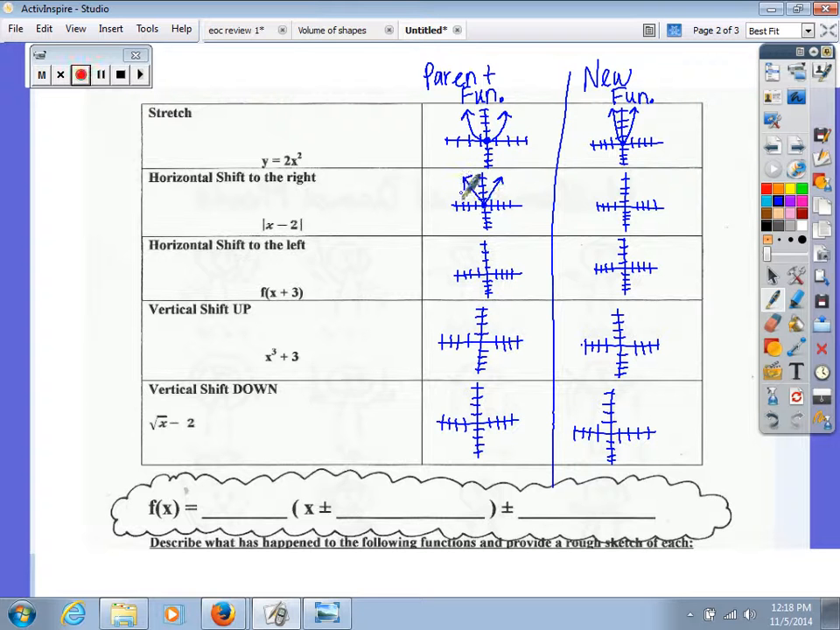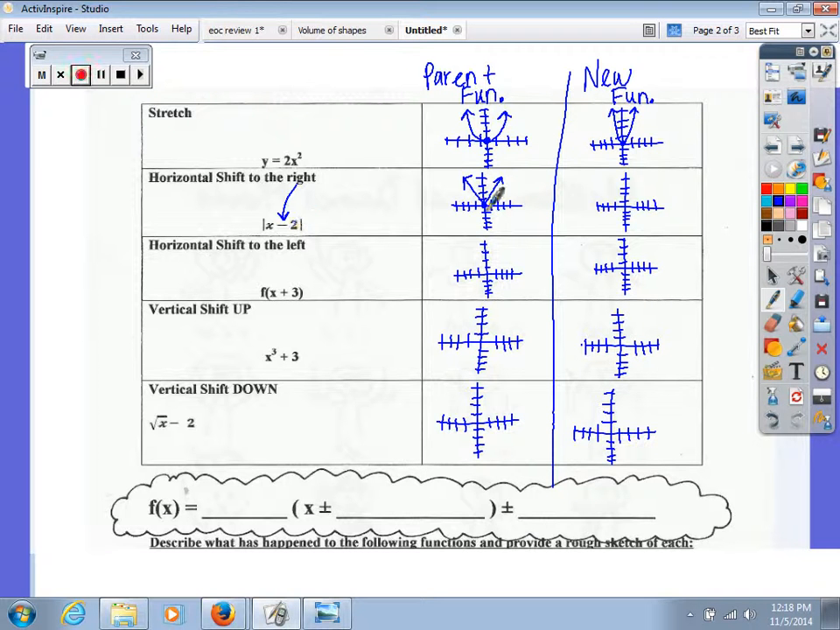Now the horizontal shift to the right, this is why it confuses people. Because right actually means when you see a minus inside. Normally when we see minus, we think left. But for transformations, it's the opposite. So if it's a minus, it means go right. And this tells you how many to go right. So I'm going to go right 2.